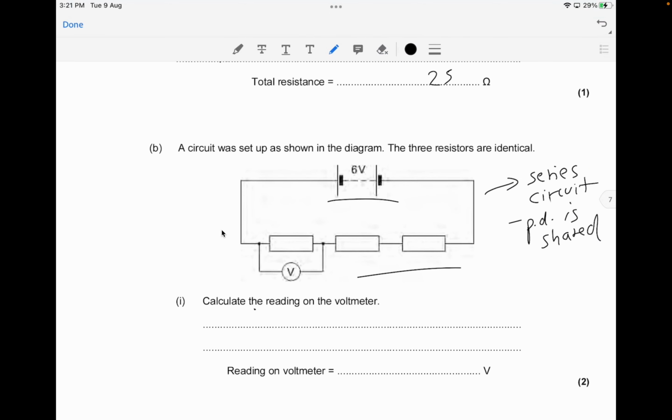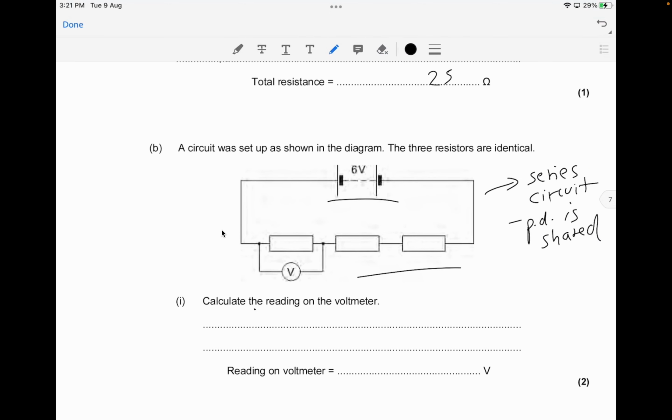As you can see, the reading on the voltmeter is going to be 2 volts. 2 volts added to 2 volts is 4 volts. 4 volts added to 2 volts is a total of 6 volts. So that's the reason why this is 2 volts, for 2 marks. All right. Let's move on to the next question.